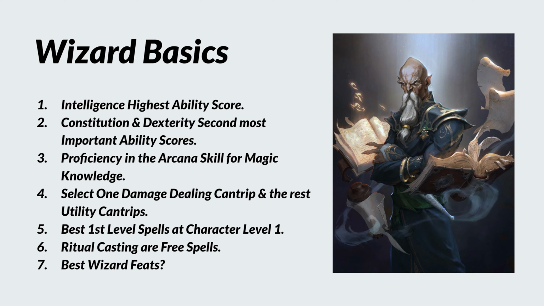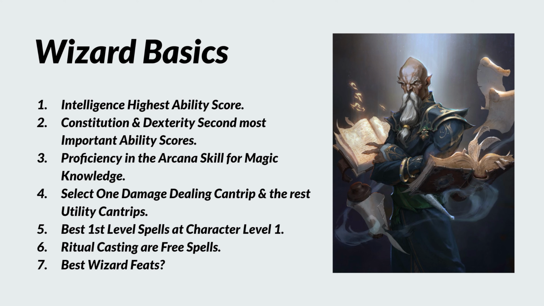The basics to a wizard. How do we go about creating our wizard if we're starting out? Well, probably the first thing to consider is that intelligence should be your highest ability score, because it is directly connected to how well you use your magic. It's also wise to increase your intelligence to 20 reasonably quickly. Next, Constitution and Dexterity are your second most important ability scores, because they relate to how long your wizard will survive in a battle. Proficiency with Arcana, that particular skill, is generally expected by anybody playing a wizard, because you're meant to know something about magic.